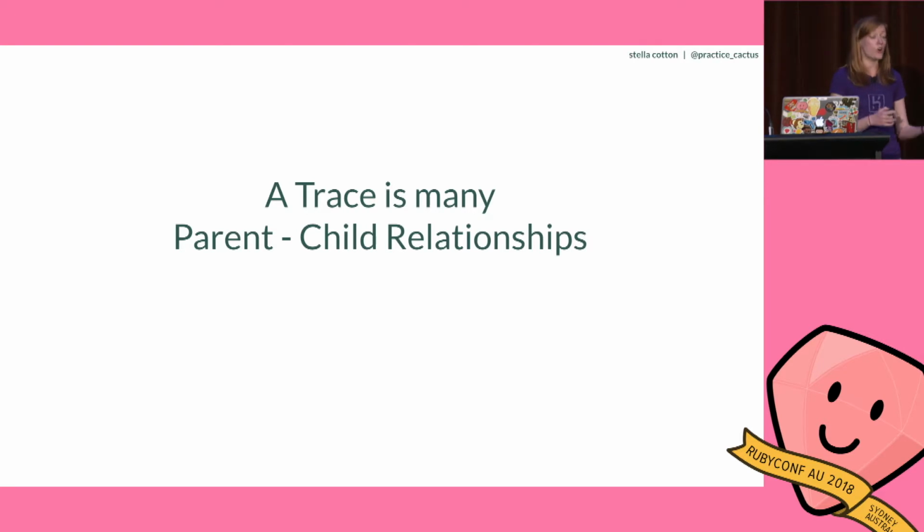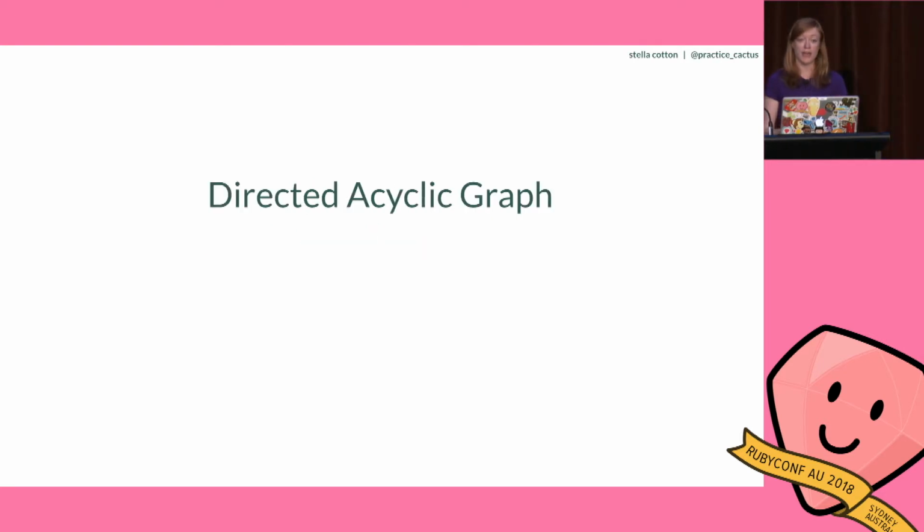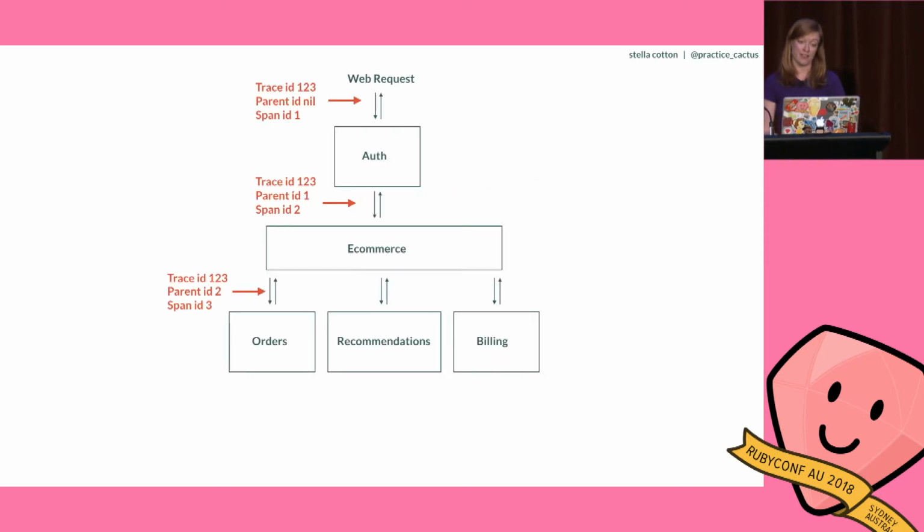And so a trace is ultimately made up of many parent-child relationships. And this relationship forms a directed acyclic graph. And so by tying all of this information together, you're able to describe the system not just with an image, like a chart here, but with a data structure. And we'll talk a little bit in a few minutes about how the tracer actually accomplishes that.